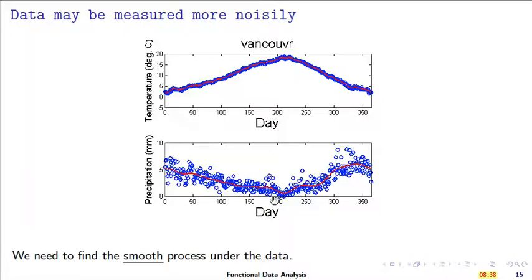These data are the average daily temperature in Vancouver over 1 year, and the bottom graph shows the daily precipitation in Vancouver over 1 year. You can see we are using this data as toy examples in this course a lot. For temperature, the measurement is generally pretty accurate, but the precipitation has high noise. But we are able to recover this smooth process under this noisy data.